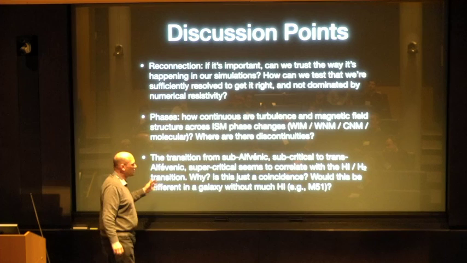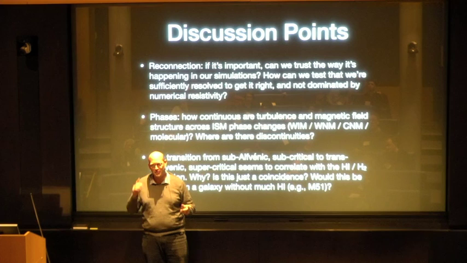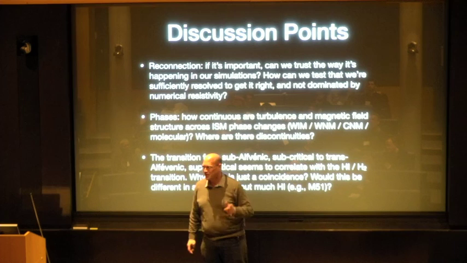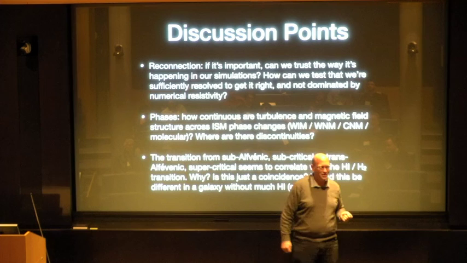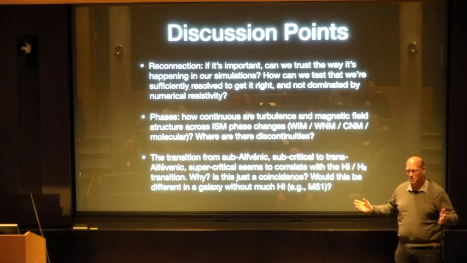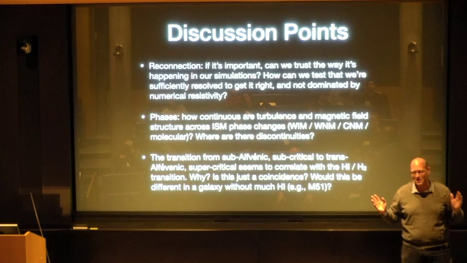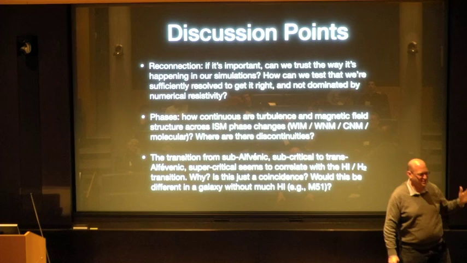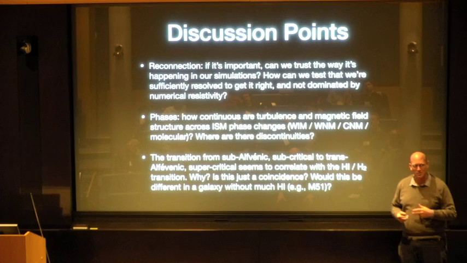Why does chemistry know the first thing about magnetic fields? I can think of no good reason why H2 molecules care whether the gas is super or subcritical. So why is the transition between these two regimes seemingly associated with this chemical transition? And to make the point sharper, suppose I were to look at some other galaxy, say M51, where the ISM is mostly molecular and the HI that exists is basically just PDRs on the surfaces of molecular clouds that happen to be near B stars where they've gotten dissociated. Will it continue to be true that this sort of magnetic transition is associated with a molecular transition in that galaxy? All right, so I'm interested in hearing thoughts on that.